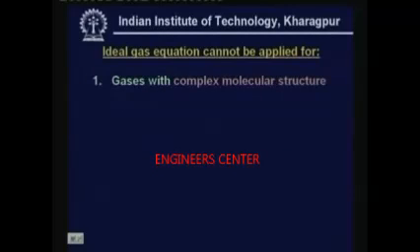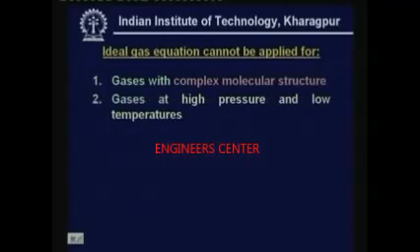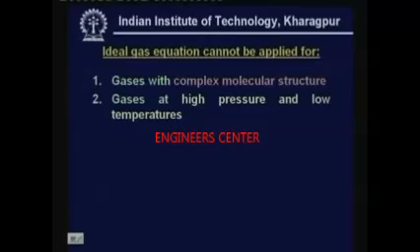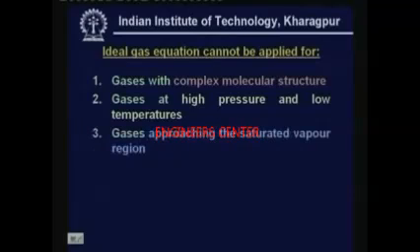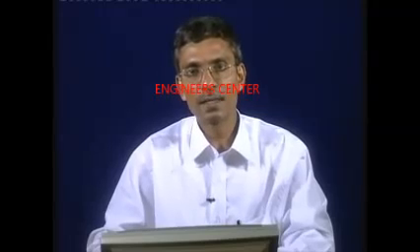The ideal gas equation cannot be applied for gases with complex molecular structure, and you cannot apply the ideal gas assumption also when the gases are at high pressure and low temperatures, and when the gases approach the saturated vapor region. That means under these conditions, if you apply the ideal gas equation, it will result in significant errors. Then how do we handle these situations? For these situations we have slightly more complex equations of state, which, the more complex they are, the more accurate. Let us look at some typical equations of state.